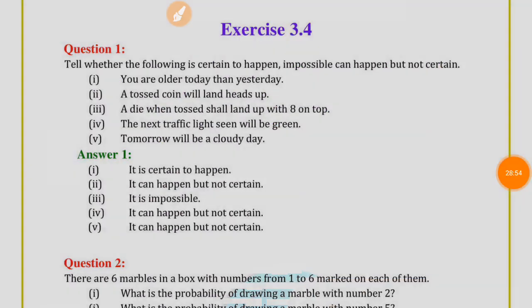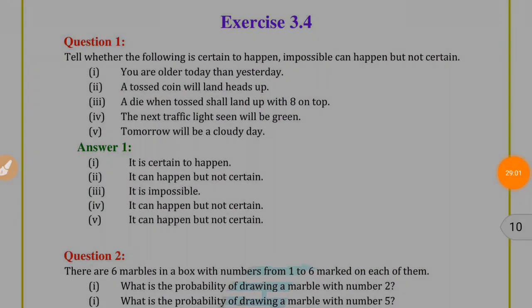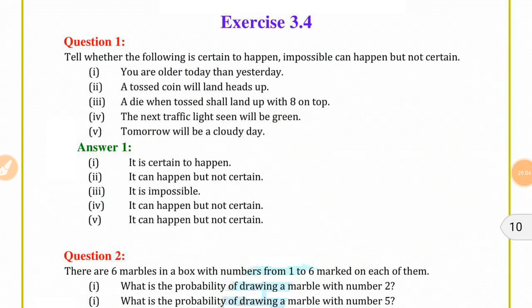In coins also you may study. So yes, head or tail, like that you can choose. In the same way, whether rain comes or not, like that certain possibilities you can calculate by this probability. So that is the mathematical use of the probability concept. Here, through the questions only I'll explain. Tell whether the following is certain to happen, impossible, or can happen but not certain. See, happening, not happening, impossible, like that you have to choose.